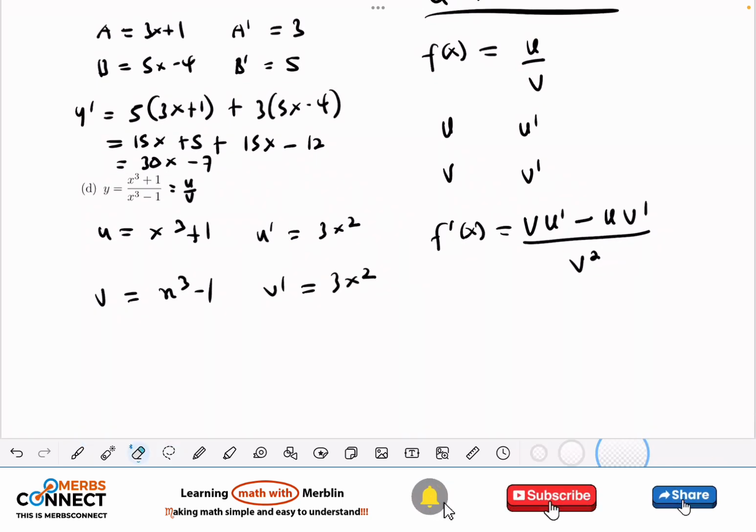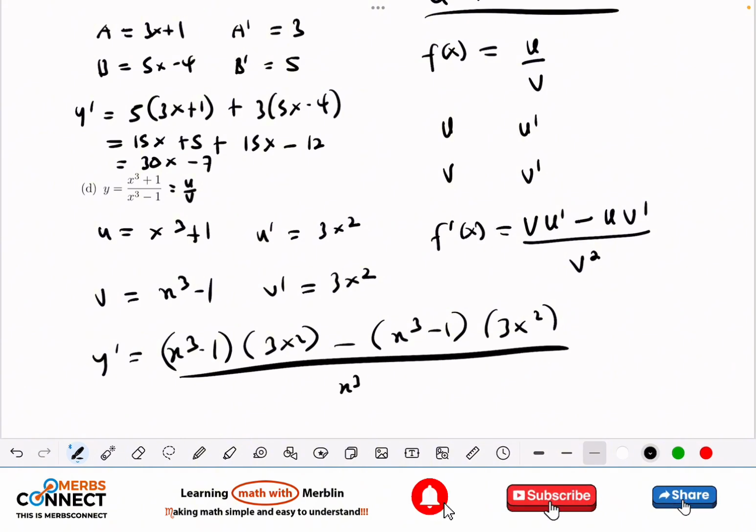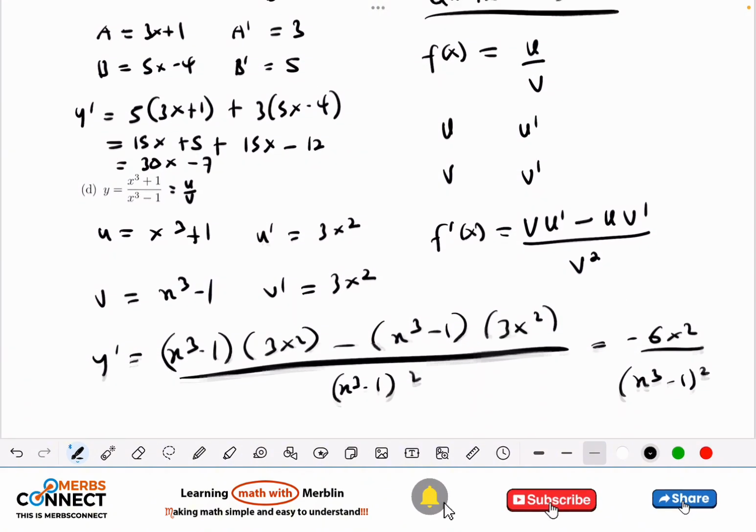Then since I need this formula right here, I know v u prime minus u v prime, over v squared. So y prime will be equal to, what are we going to get? V first, so x to the power 3 times u prime, which is equal to 3x squared, minus, now we need u, so what is u? X to the power 3 minus 1. Then we need v prime, which is also here, 3x squared, all divided by x cubed minus 1 all squared. So we've done the simplification already, and we had something like minus 6x squared divided by x cubed minus 1 squared. So this is what you are going to get at the end of the day, right?